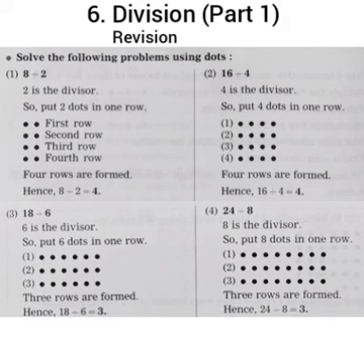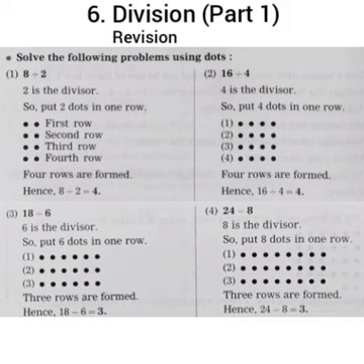Number 1, 8 divided by 2. 2 is the divisor. We have to divide 8 dots into 2. So, put 2 dots in one row. In first row, 2 dots. In second row, 2 dots.